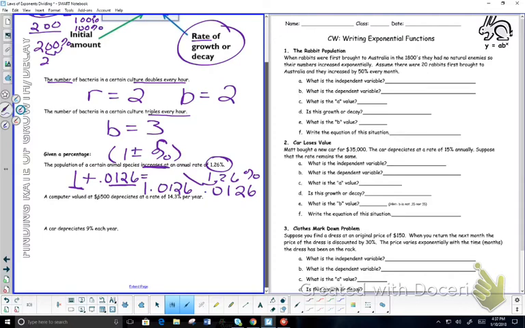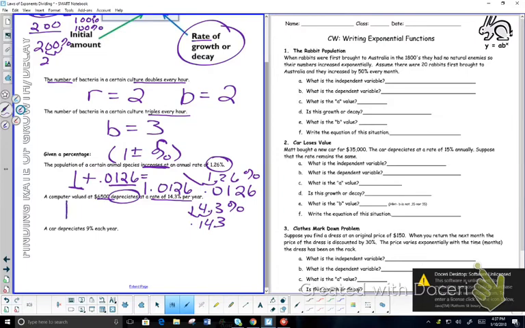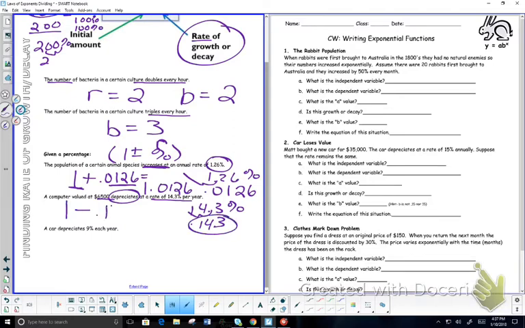Here I've got a computer valued at this amount. My rate is 14.3%, but then if I turn that into a decimal, it's going to be 0.143, okay? But it's depreciating. Well, if it's depreciating, that means it's losing value. So this is take the original value, the original 100%, and subtract the rate that it's depreciating by. So then I have 1 minus 0.143, and I'll end up with a rate of 0.857, sorry. So if it's less than 1, that's a good way for you to know that it is actually decaying.